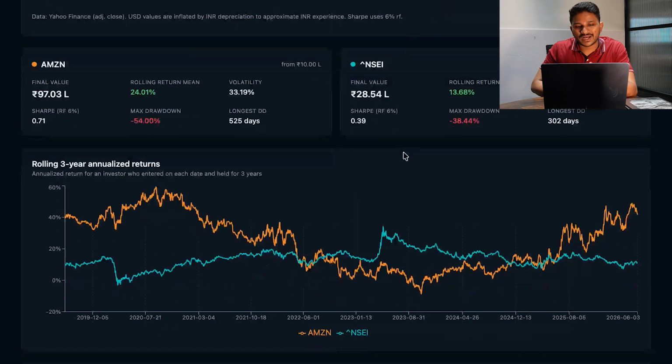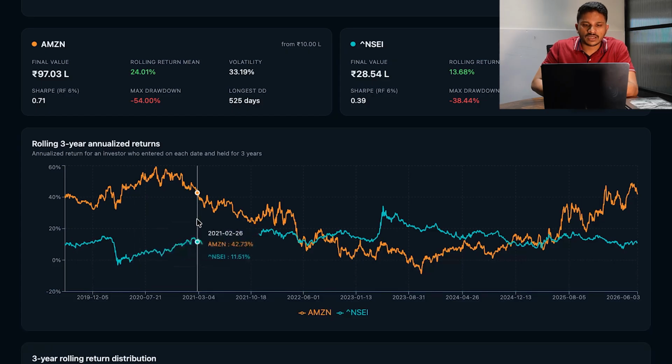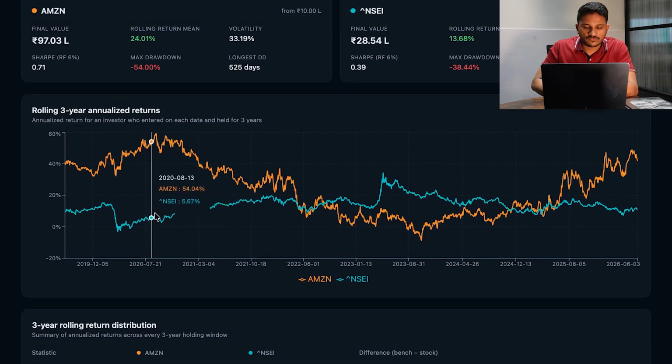So that's also one reason that even though Amazon and Nifty 50 are growing in the same way, let's say Amazon increased by 2% and Nifty 50 also increased by 2%. But if there is an INR depreciation of 5%, that adds up to the value that you have invested into Amazon. So yes, Amazon seems to be on the top in most cases.